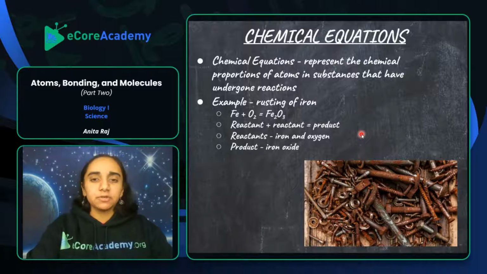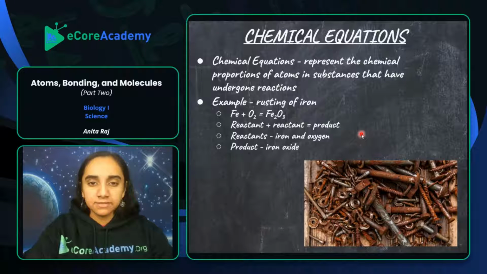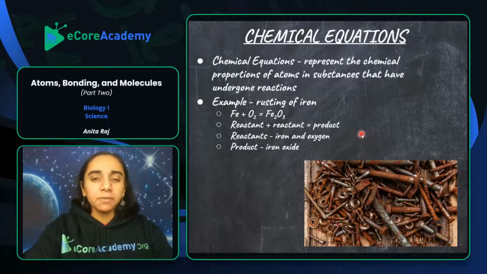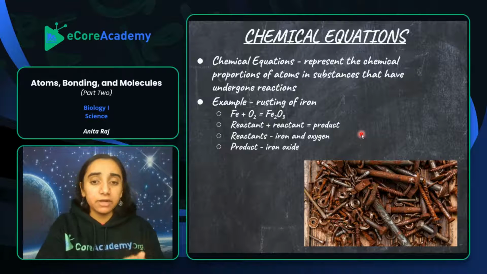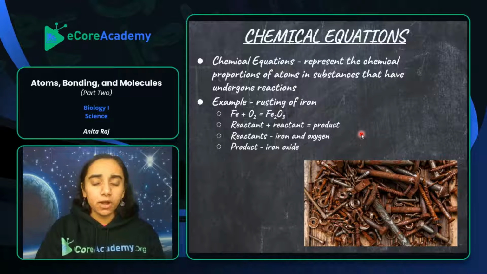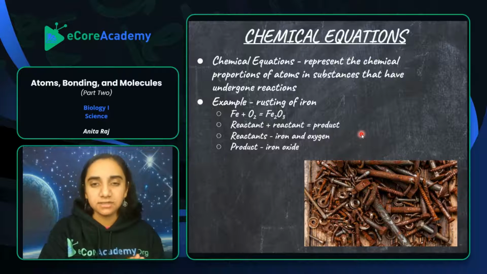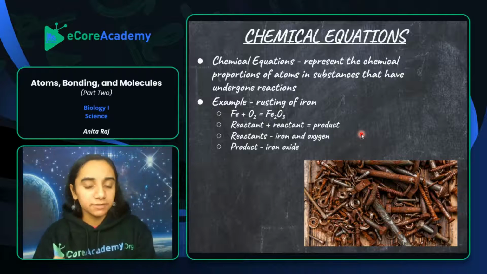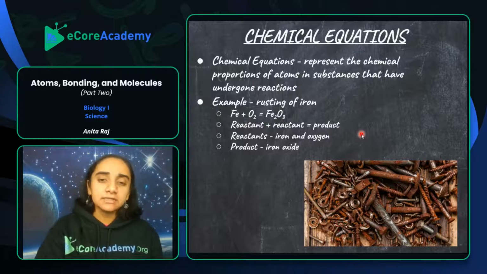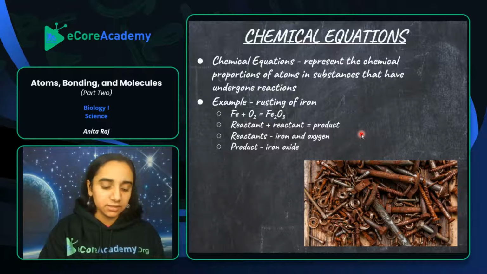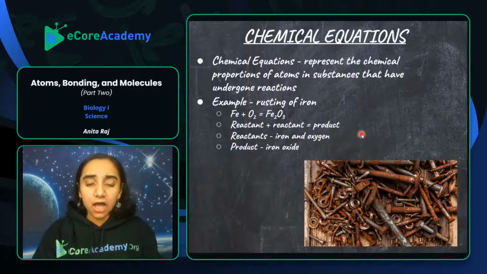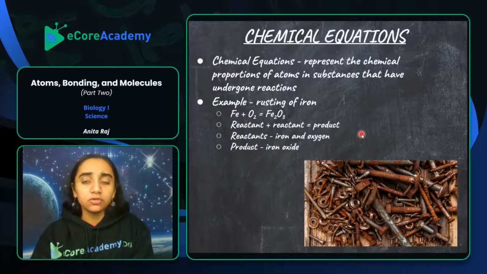Chemical equations represent the chemical proportions of atoms and substances that have undergone reactions. So we're talking about chemical reactions here, where, in this example, we are combining two atoms to form a larger substance. We're synthesizing two substances to form a larger substance. So it's synthesis. In other cases, you might see a substance being broken down into two other substances.